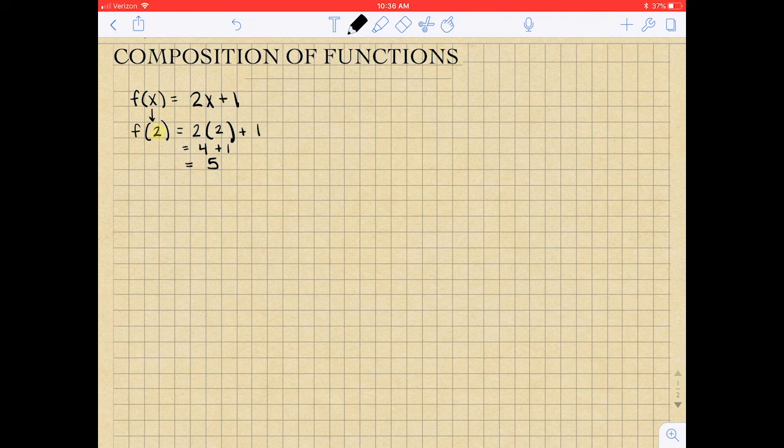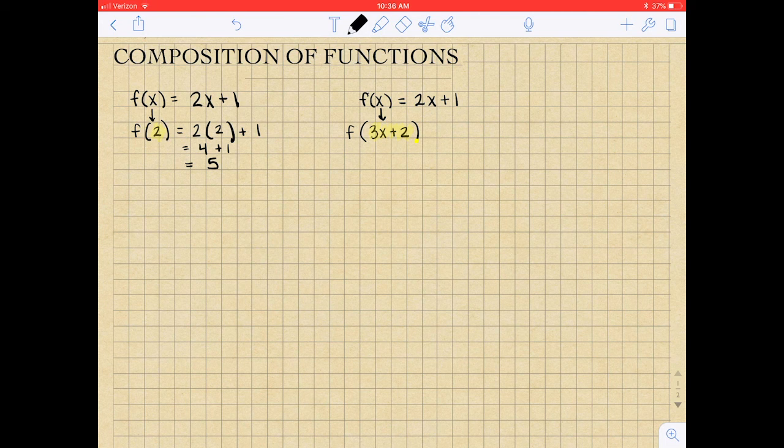Well, now I want you to do the same thing, but instead of evaluating with just a number, you're going to evaluate with a function. So what I mean is you're going to take a function like f of x, and we're going to say, okay, we have 2x plus 1, but now I want you to evaluate f of 3x plus 2. The idea is going to be the same thing. Everything inside 3x plus 2 is going to replace every x that you see within your function.